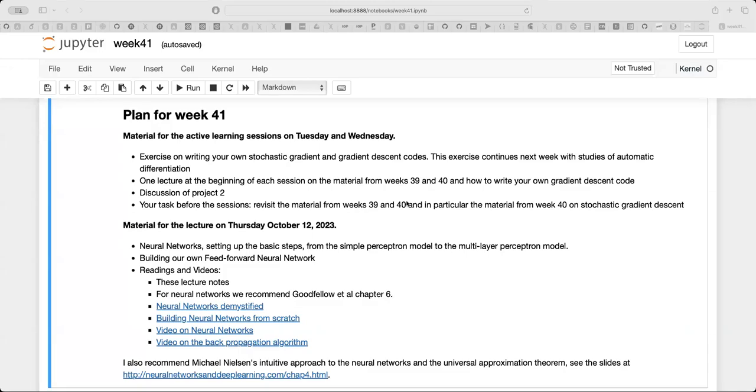Okay, welcome back, everybody. And a new session in Physics STK 4155. The topic now is part one of us setting up the machinery which is needed to write a code for neural networks. So project number two is going to rotate around that topic.